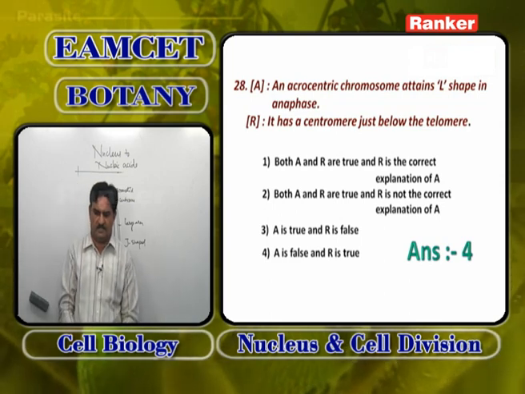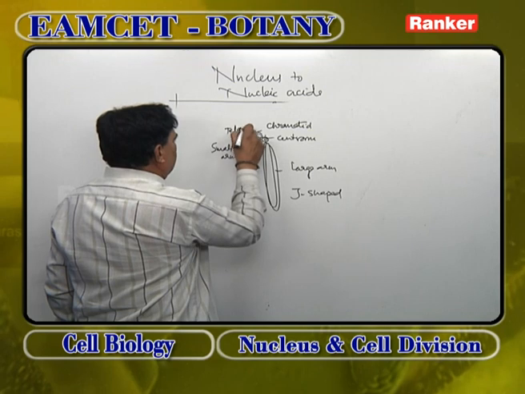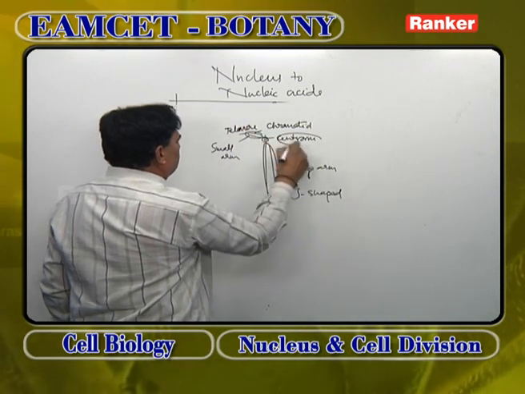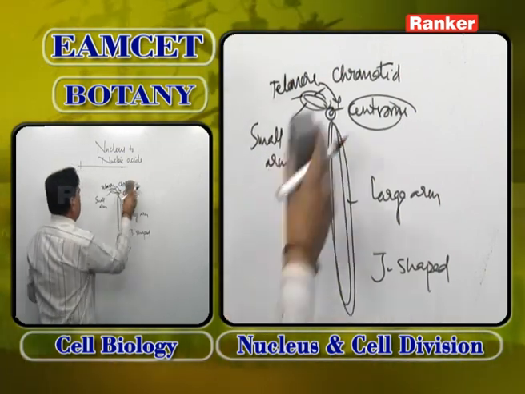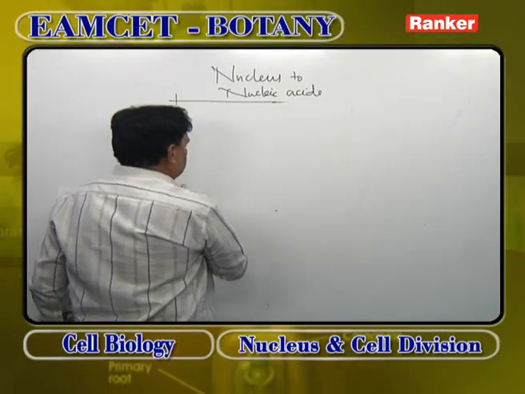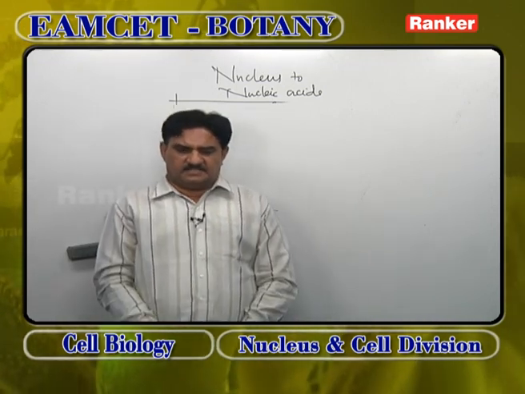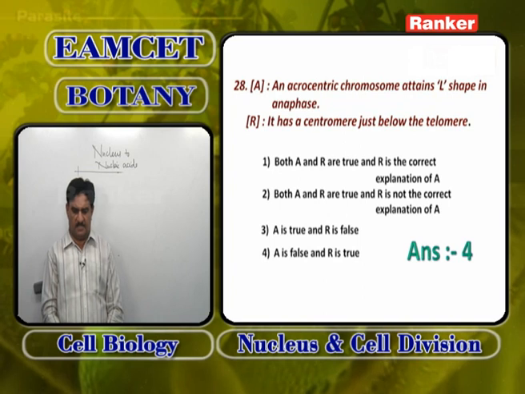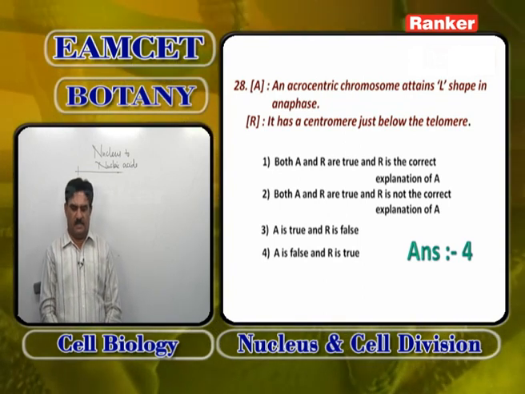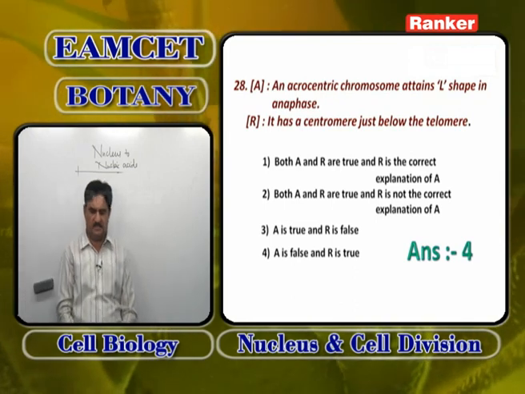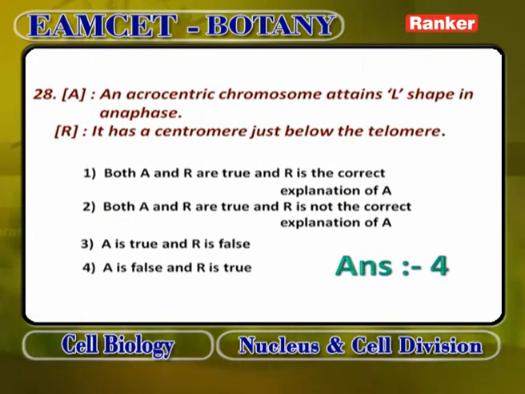It cannot attain L shape, it attains J shape. It has a centromere just below the telomere. Because the arm is very small, the centromere is definitely present just close to the telomere. So, assertion is wrong, reason is correct. An acrocentric chromosome attains L shape in anaphase is wrong. An acrocentric chromosome attains J shape is correct. It has a centromere just below the telomere is correct. So, A is false, R is true. Fourth option is for this.